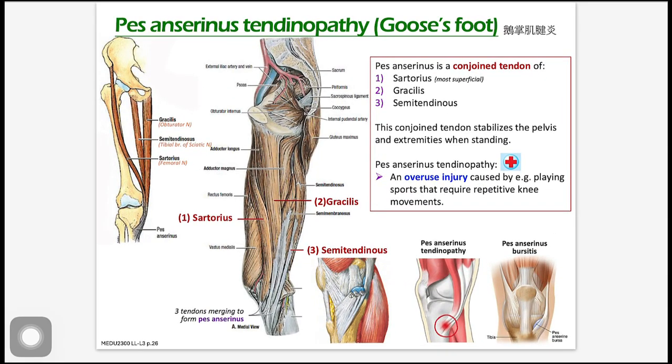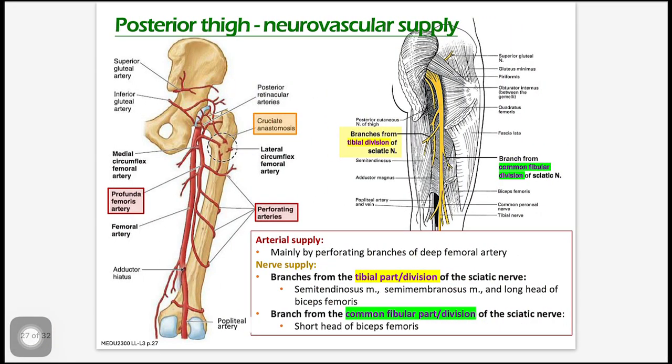So that's why I consider this one quite a funny one. Because three compartments merged together, right? Innervated by different nerves, and then they co-join together. So again, take a look at the posterior thigh. Let's recap on the neurovascular supply.